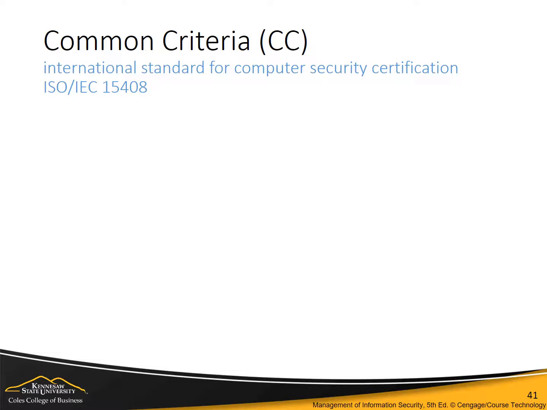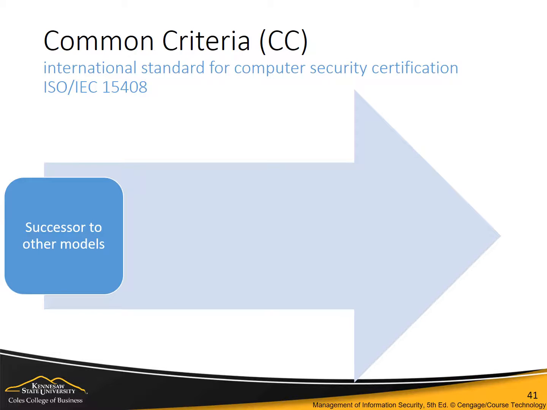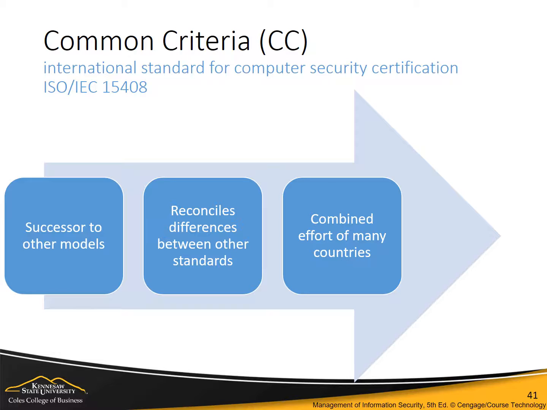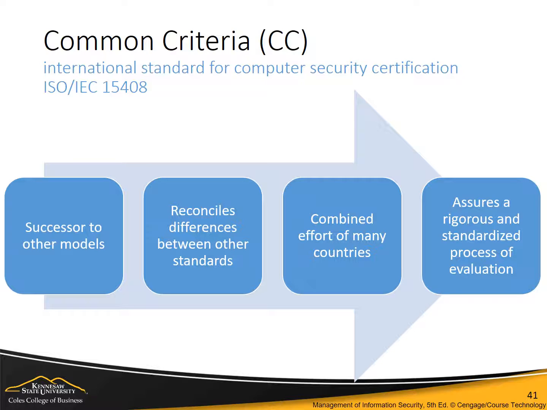The common criteria for information technology security evaluation, often called common criteria or CC, is an international standard, ISO IEC 15408, for computer security certification. It is widely considered the successor to both trusted computing and IT system evaluation we just discussed. Although the concepts are similar, CC reconciles some of the differences between the various other standards. CC is a combined effort of contributors from Australia, New Zealand, Canada, France, Germany, Japan, the Netherlands, Spain, the United Kingdom, and the US. The common criteria process assures that the specification, implementation, and evaluation of computer security products are performed in a rigorous and standardized manner.